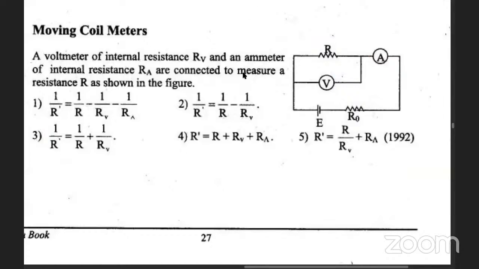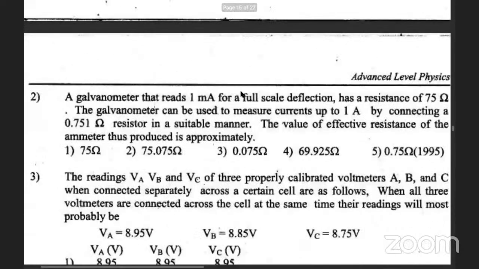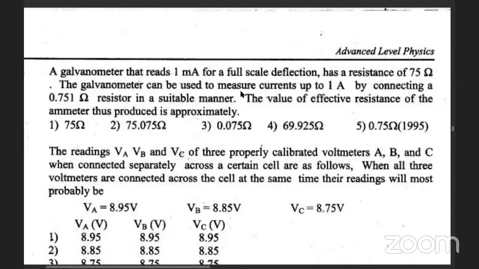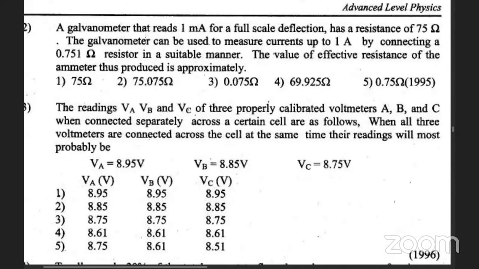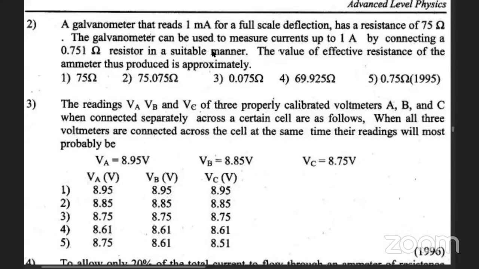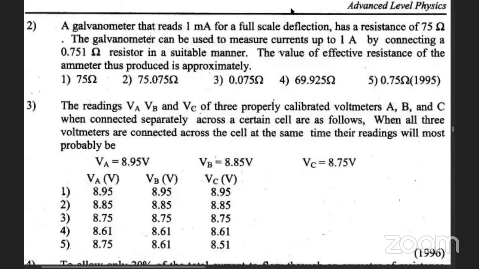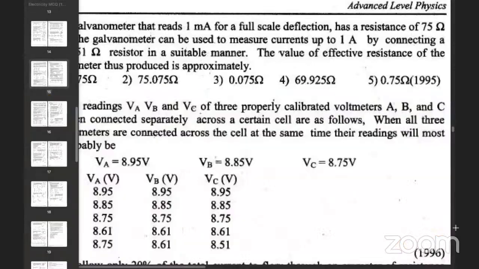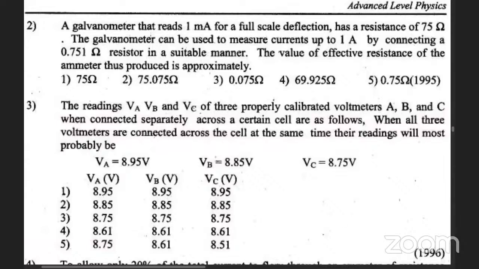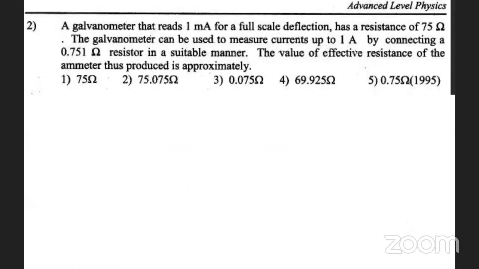And then moving on to the second one. This is from 1992. The second one is going to be from 1995. Interesting. So this also, I think Zainab, you had a doubt in this one, right? A galvanometer that reads 1 milliampere for a full scale deflection has a resistance of 75 ohm. The galvanometer can be used to measure current up to 1 ampere by connecting a 0.751 ohm resistor in a suitable manner.